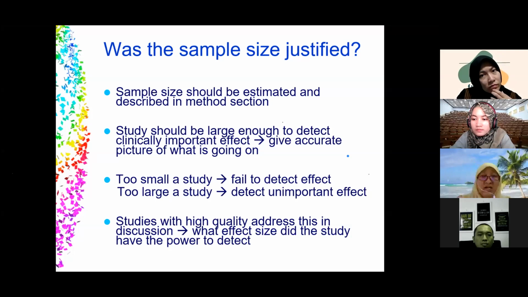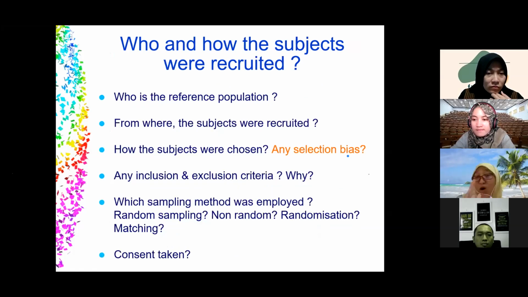So maknanya, result keluar non-significant bukan sebab tiada different, but because your study is too small. So it won't be able to detect the effect. Jadi, sample size ni important in a paper. You have to search, did they explain on how they come to that sample size. Study with high quality will address sample size in discussion. Yeah? Now, next, you have to look this all in the method, who and how the subject were recruited.